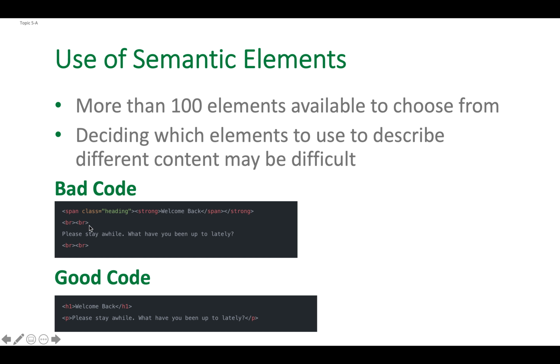So for example, this is an example of bad code. Okay, so the span tag is not nested properly with the strong tag. This strong close tag should be before that. And using line breaks in between is also bad code. It's preferred that you would use paragraphs to separate things. So, for example, instead of using a span and a strong tag, you could just use the H1 header. It does the exact same thing. It makes it bold. And then you could use a paragraph to get those line breaks in between.